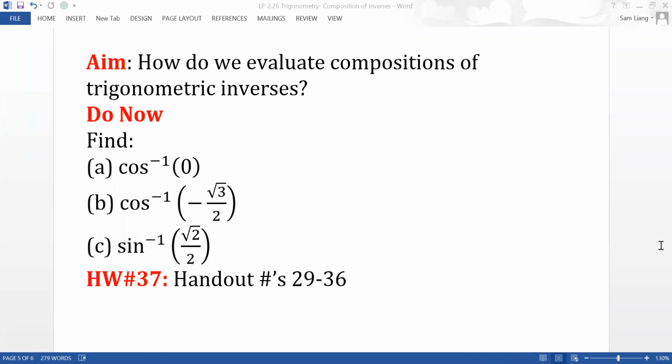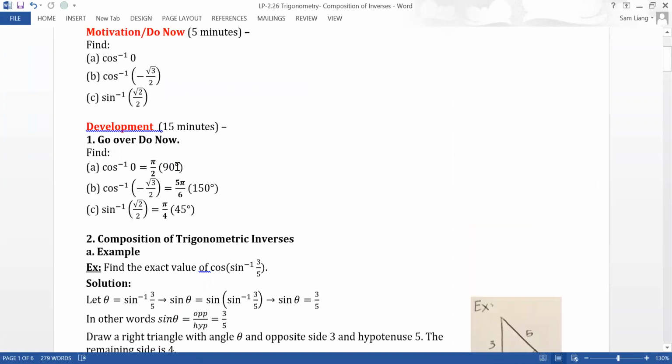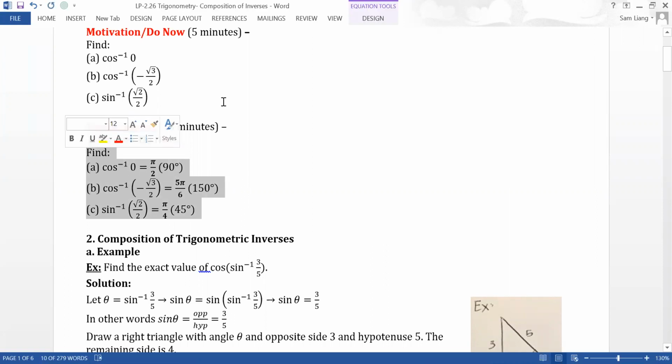So I'll scroll up to the answer. It is, in fact, yes, pi over 2, 5 pi over 6, and pi over 4. So in degrees, that will be 90 degrees for pi over 2, 150 degrees for 5 pi over 6, and then 45 degrees for pi over 4. Okay, that'll be the answers for the Do Now. I'll give you a sec to copy that down, and then from there we'll move on to the examples for today.